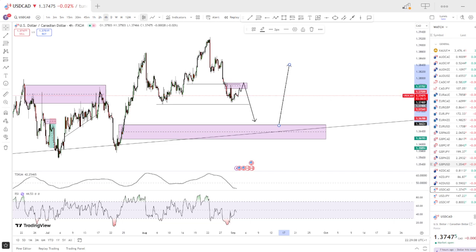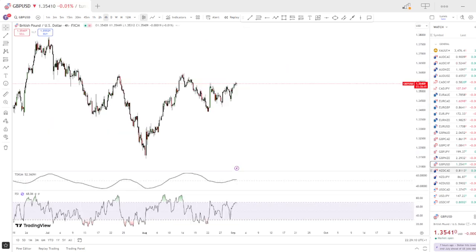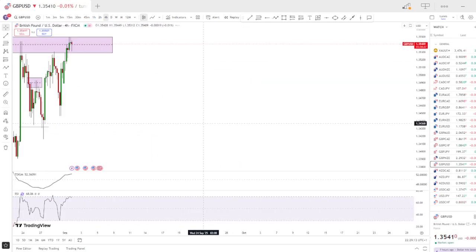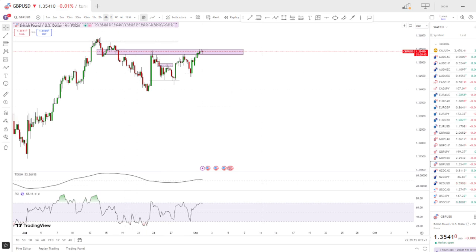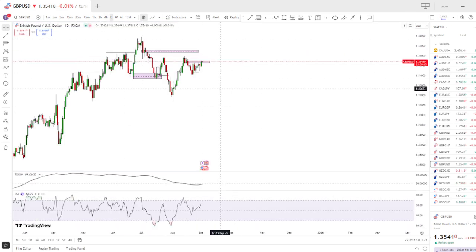I will not take too much time, with other commodities also. Next up we'll look at GBP USD. And from what I can see, let's have it on the daily time frame.